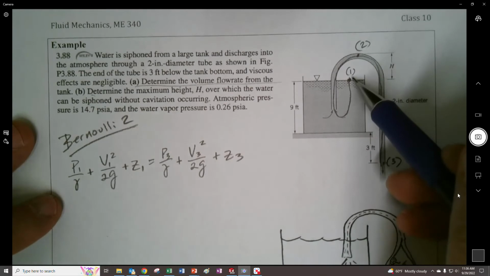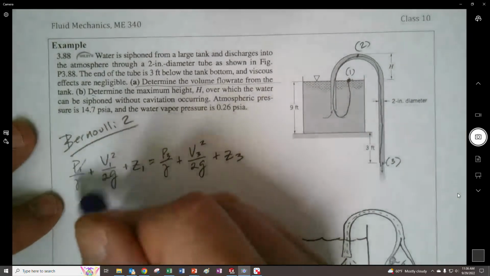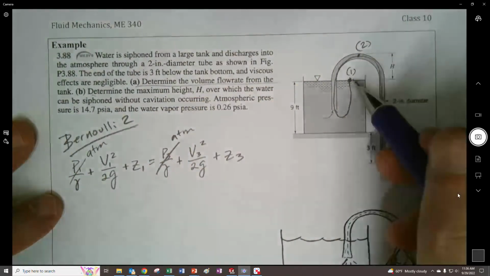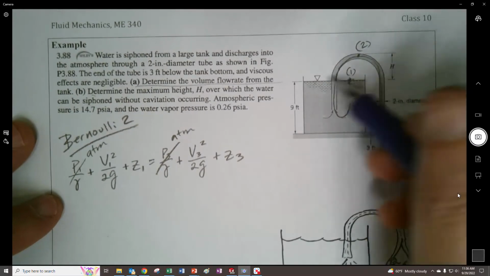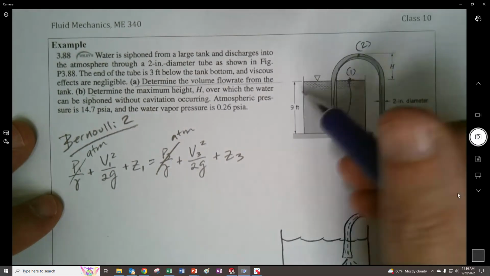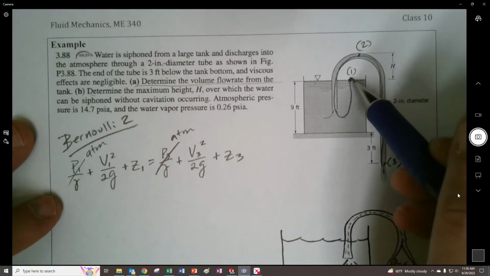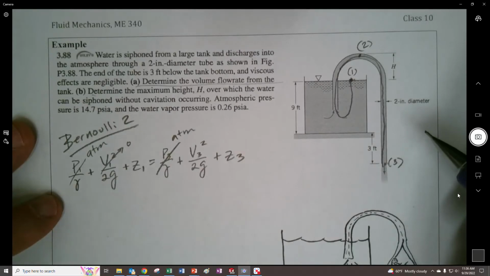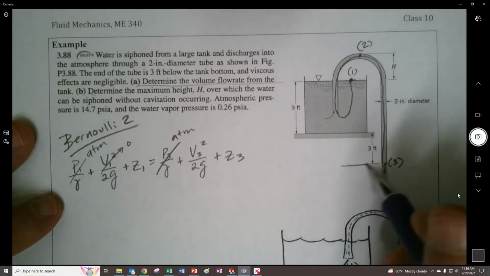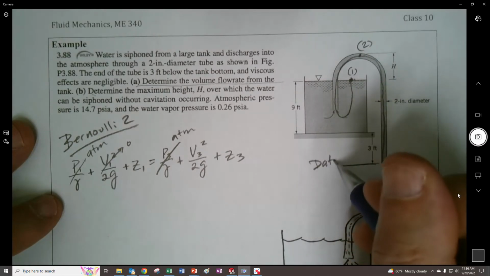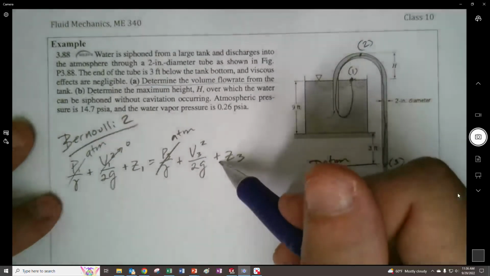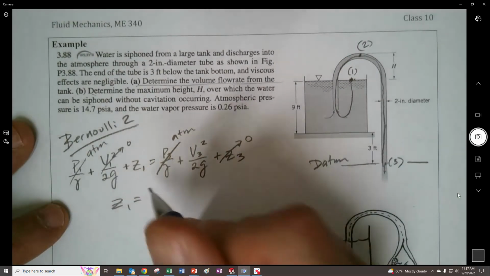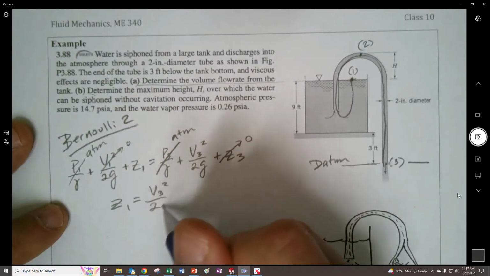What's good now is that this is going to be atmospheric and that's going to be atmospheric, so we can write that out. V1 is going to be the tank. We're going to pretend the tank is big enough. We don't know how wide it is, so it could be so large that the level isn't dropping, or this is so negligible that we can go 0 right to there. And let's treat this as the datum, so we're going to say that is 0. And what we're going to end up finding is Z1 is going to be V3 squared over 2g.